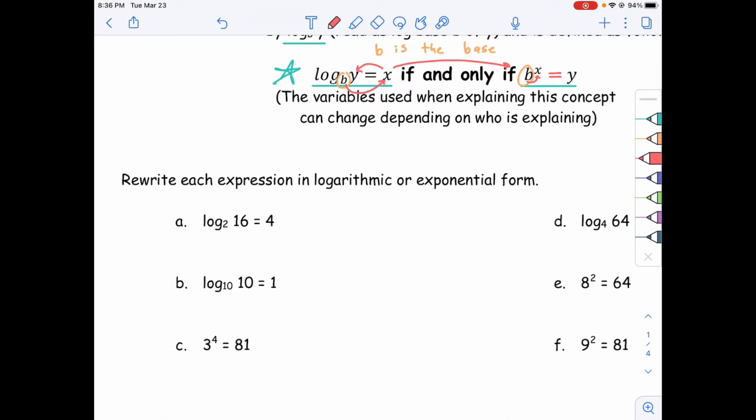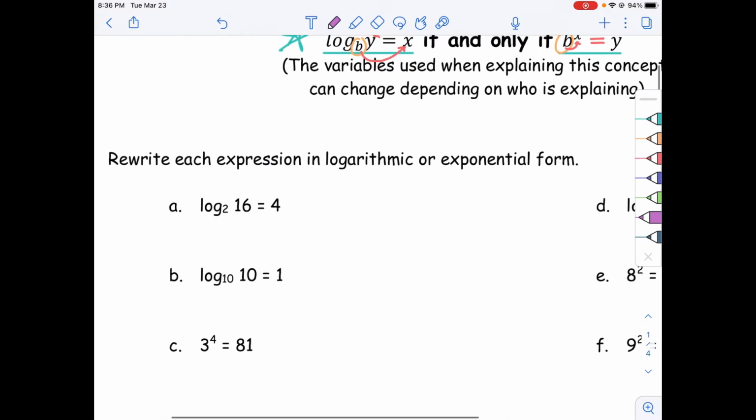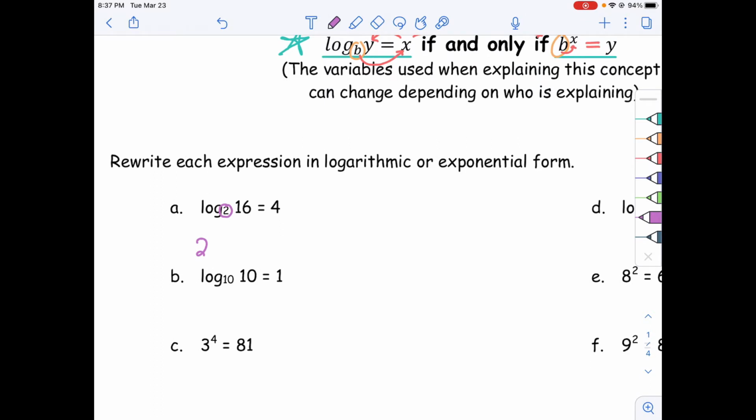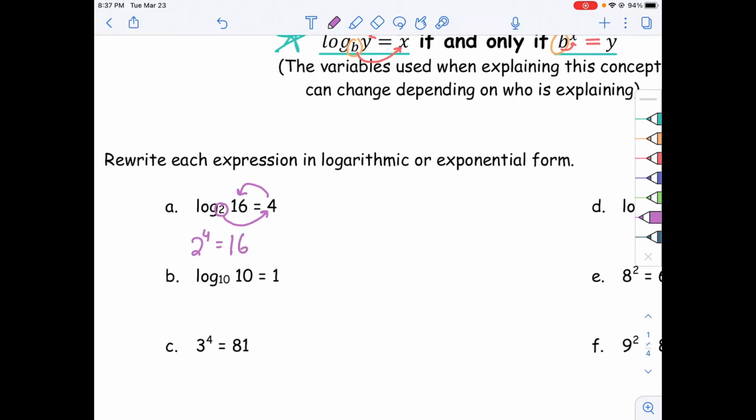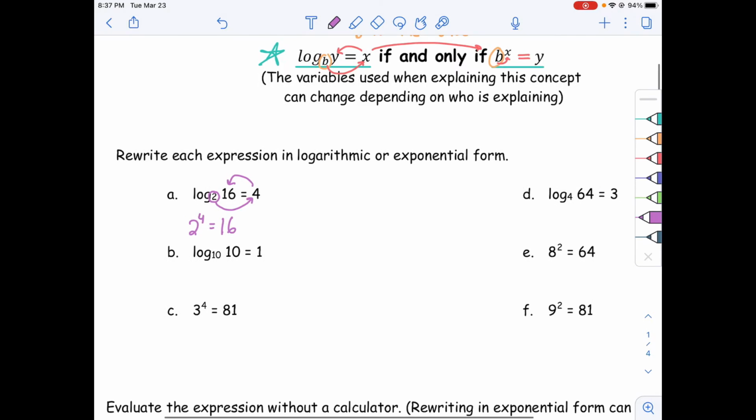It says rewrite each expression in logarithmic or exponential form. A lot of people like the little arrow method that I used down here. So let's start with that one. The base of the log has to be the same as the base of the exponent. So we're going to put a 2 down here. We take that 2 and then we raise it to what's on the other side. So 2 to the 4th power. And then that's equal to the number inside of the log. So 16. And we can double check that. 2, 4, 8, 16. So that's 2 to the 4th power.